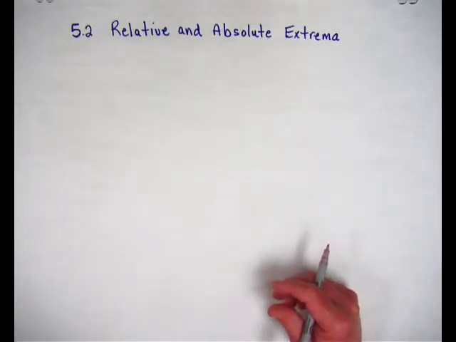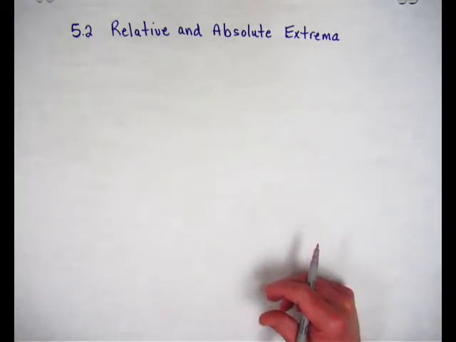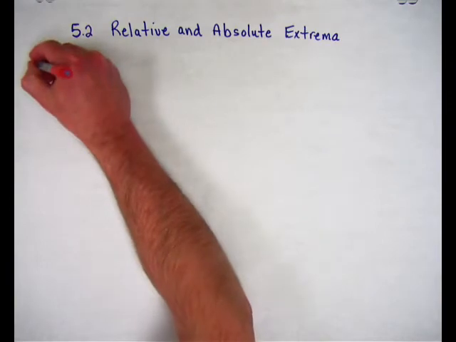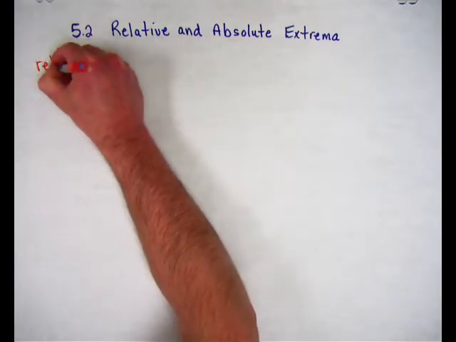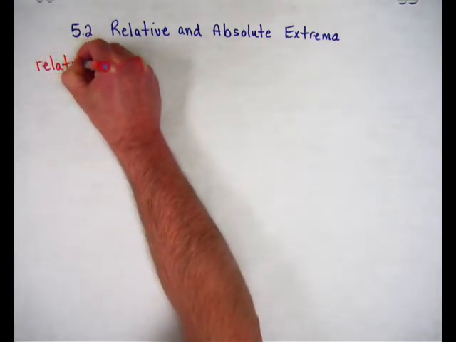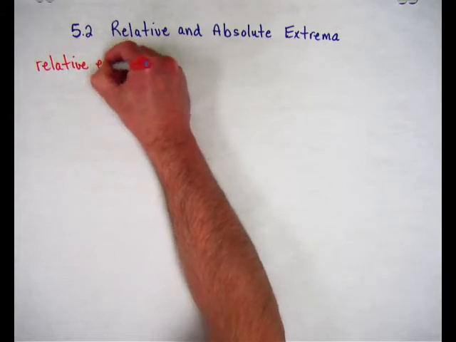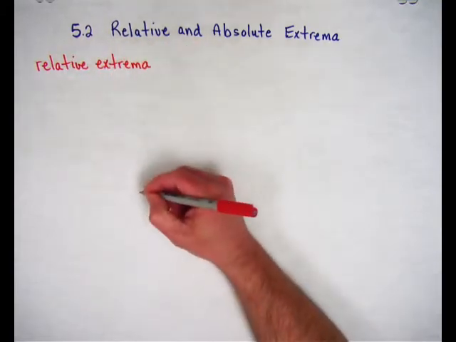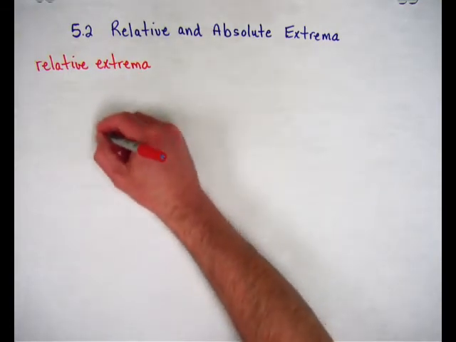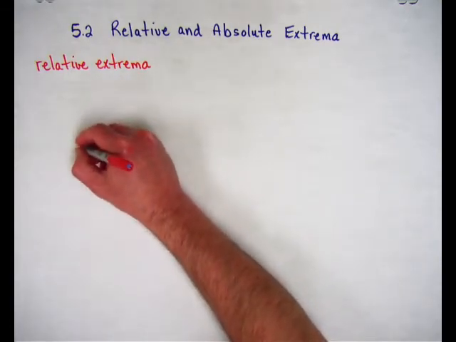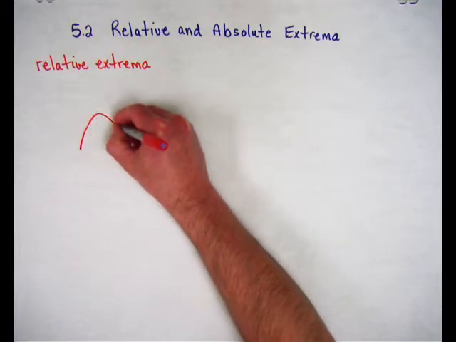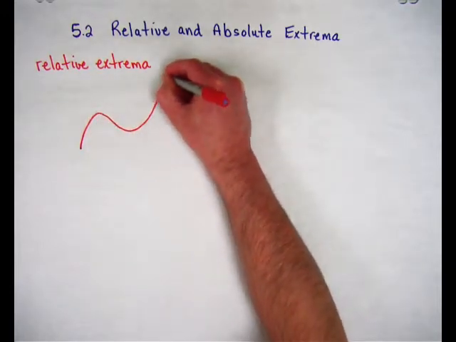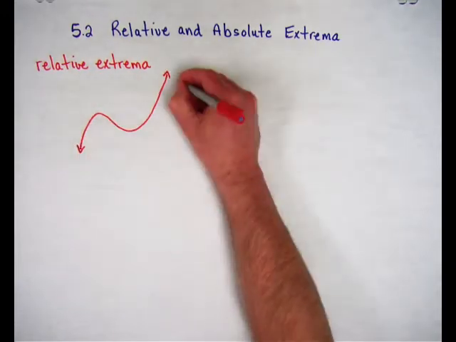Section 5.2 looks at what are called extreme values, relative and absolute extrema. Now, first of all, let's talk about relative extrema. Suppose you had a function. I'll just draw a picture of a graph for you. Suppose you had a function that looks something like this. So here's a function f of x.